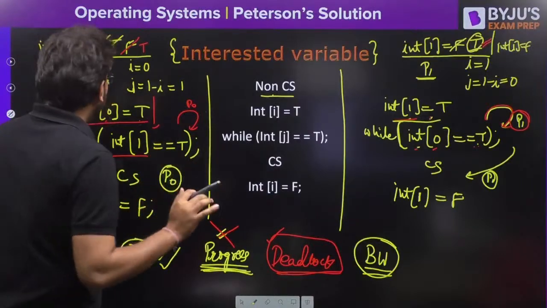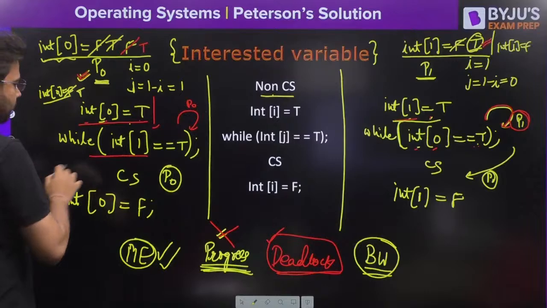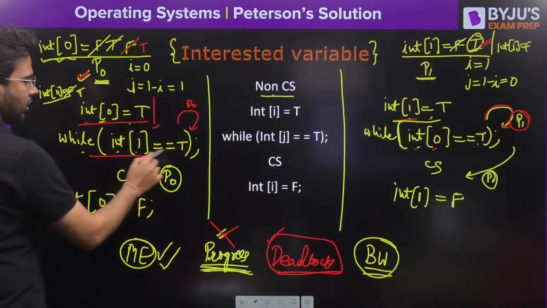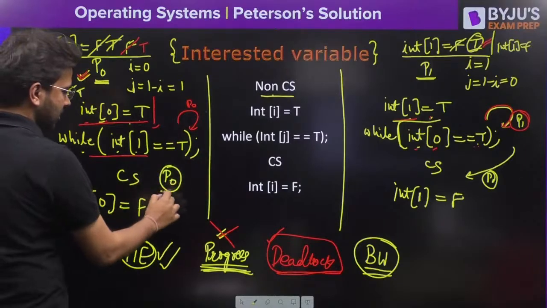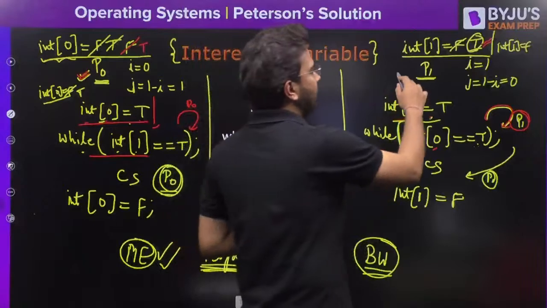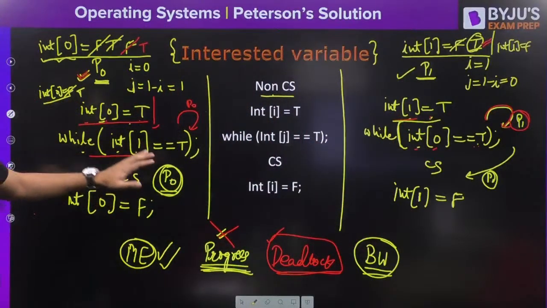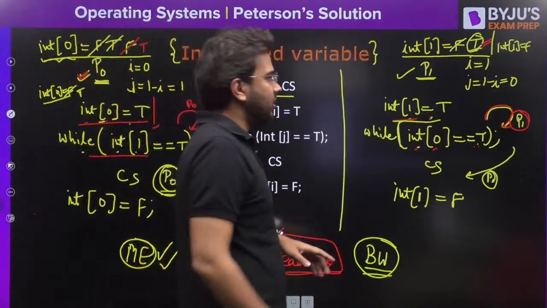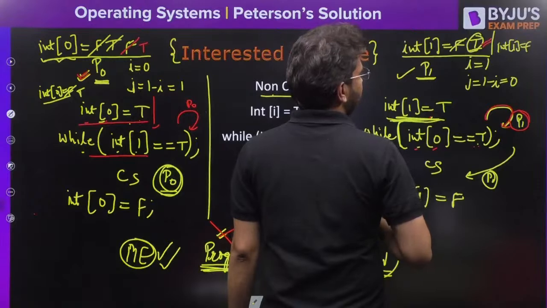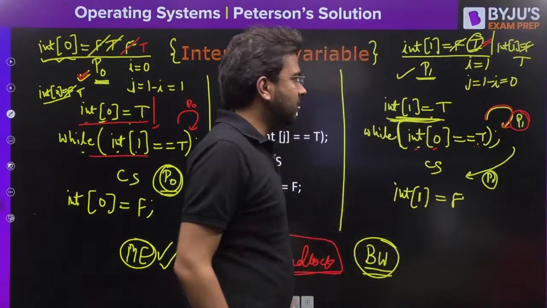Yes, it is not deadlock free. Now let's execute. Int of 0 is equal to true. While int of 1 is equal to true, that is false. False is equal to true? No, false. P0 is there. Now let's say at the same time P1 got interested. When P0 is present in the critical section, let's say P1 is also interested. So what P1 will do? It will make int of 1 equal to true. That means it is going to show its interest.